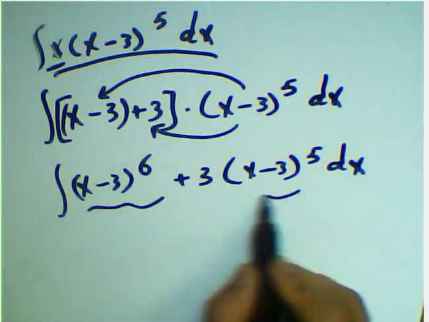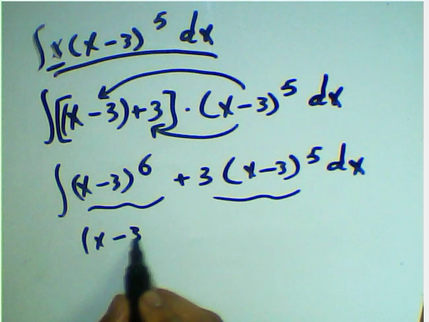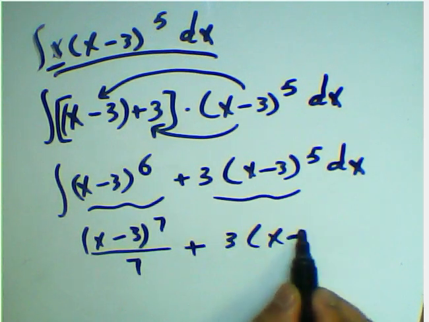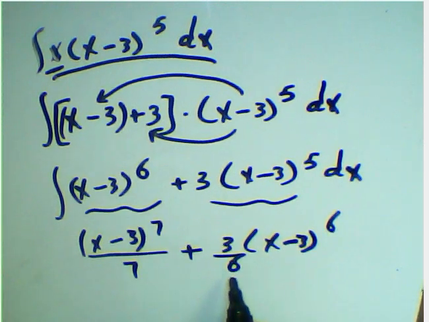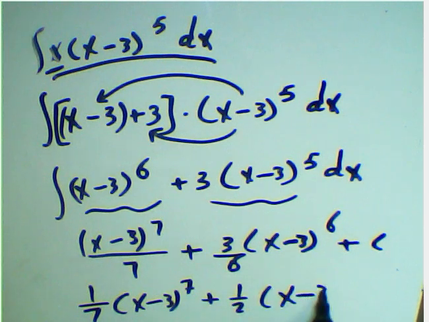We have two functions here. First we must add 1 to the power and divide by the new power, and here add 1 and divide by the new power here, plus constant. The result will be 1 over 7 multiplied by (x minus 3) all to the power 7 plus one half multiplied by (x minus 3) all to the power 6 plus constant.